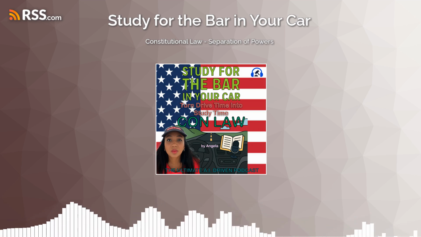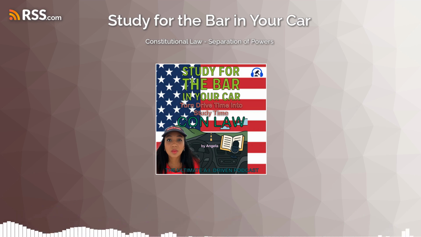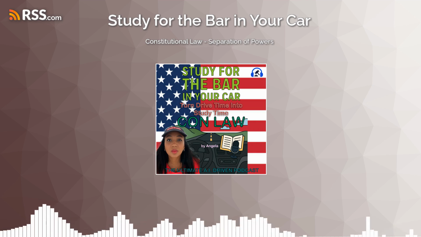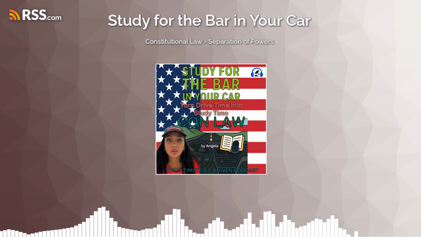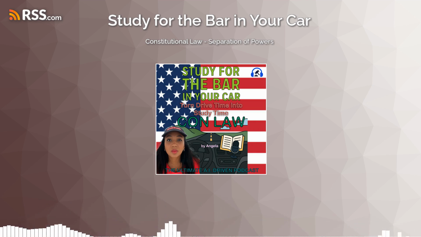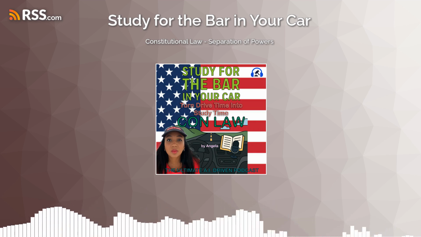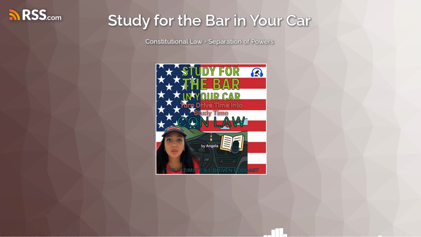It was seen as the president unilaterally amending legislation. So it blurred the lines too much, gave the president legislative power. Exactly. It infringed on Congress's core legislative function. So remember, for the bar, no line item veto for the president at the federal level. Got it. Whole bill or nothing.